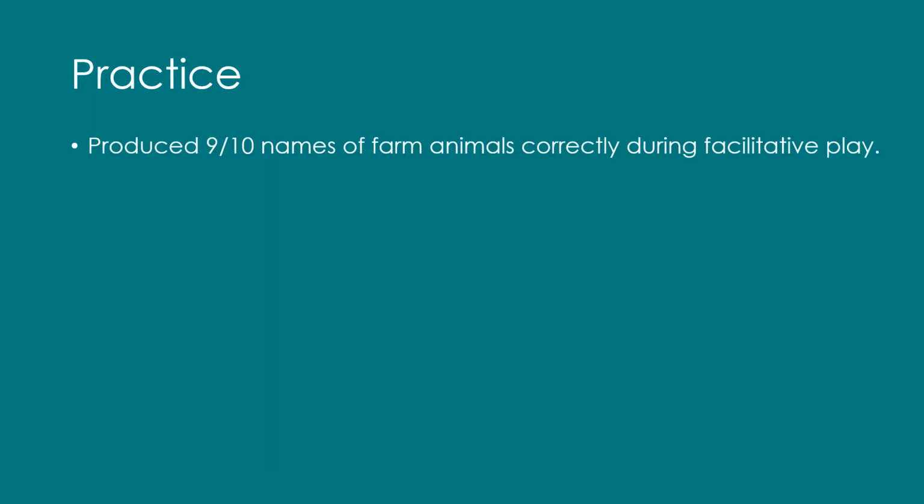We are going to take the information below and sort them into SOAP note categories. The first one we have here is produced 9 out of 10 names of farm animals correctly during facilitative play. Since this is measurable information, then it goes under the objective section of the SOAP note.